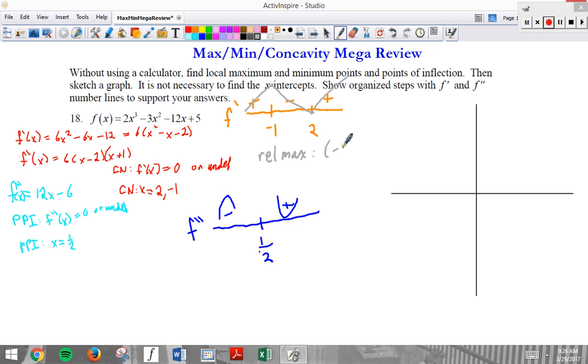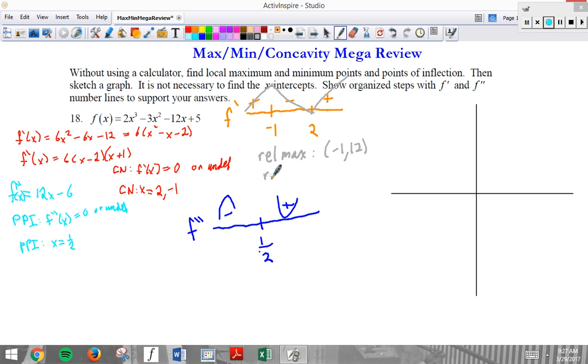At -1. And the corresponding point, that'd be -2, -3, it's -5, plus 17, 12.